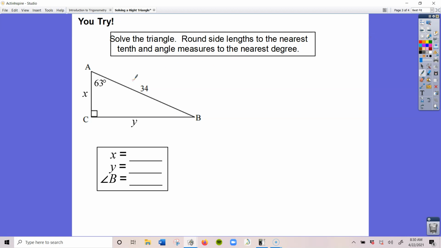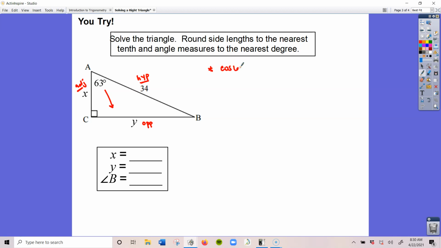In this one, we have an angle measure. We're missing angle B, and we're trying to solve for x and y. I'm going to start off solving for x. Now, if I solve for x, I have this angle measure of 63. Y is the opposite side. X is the adjacent side. And the 34 is the hypotenuse. To solve for x, I would use the adjacent and the hypotenuse because this is the number that was given. Adjacent and hypotenuse is cosine. So to solve for x, I would have to use the cosine function.